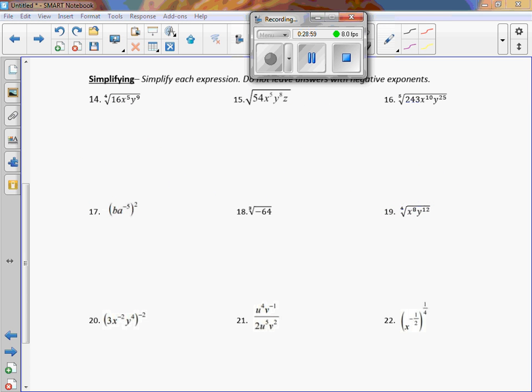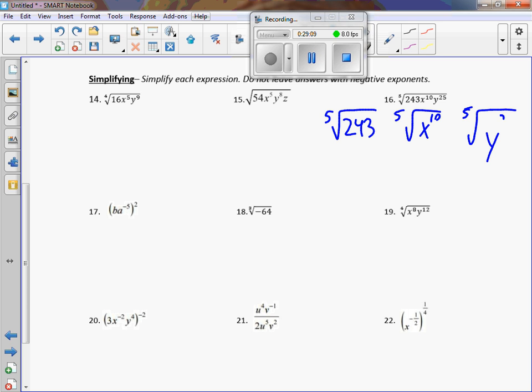Number 16 is same idea. We're going to split it up. We get 5th root of 243, 5th root of x to the 10th, and 5th root of y to the 25th. 5th root of 243, plug that in the calculator, it's 3. 5th root of x to the 10th, we'll do 5 into 10. We'll get 2, no remainder, so that's x squared. 5 into 25, we get 5, no remainder, so we get y to the 5th. That's your answer. If there's no remainders, you don't need a radical.